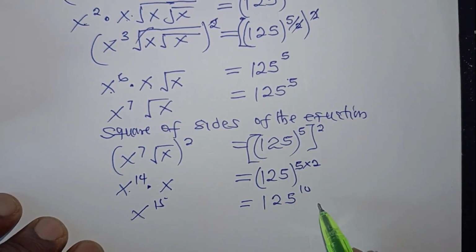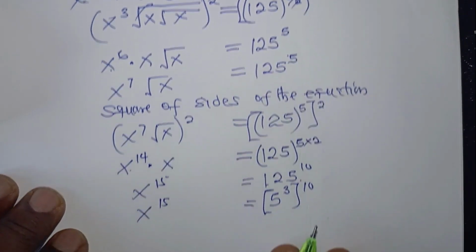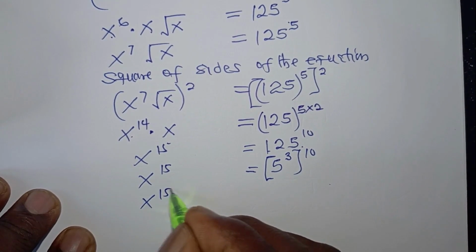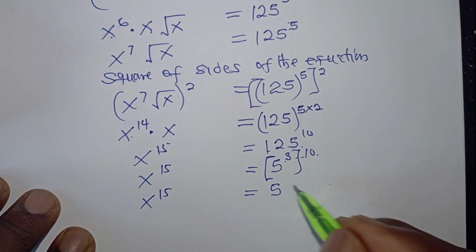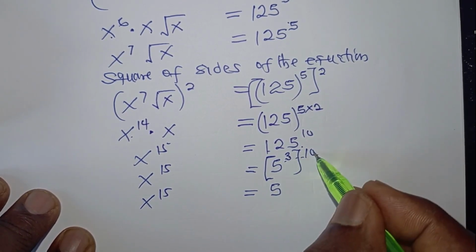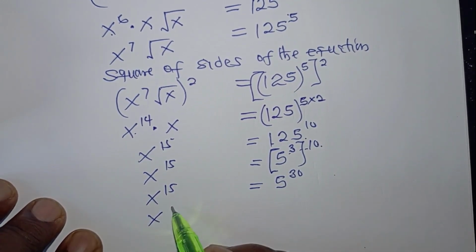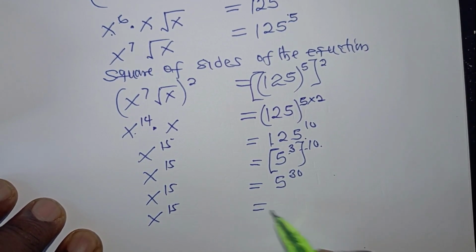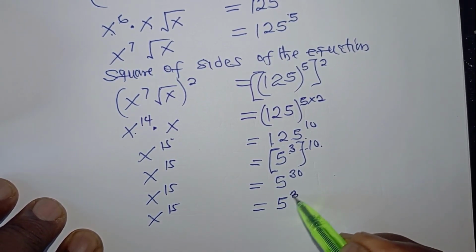Right, so here we want to find the value of x. We can write this as x to the power 15 equals 125, which is the same as 5 to the power 3. So this one is to the power 10. We multiply the exponent, so that will give us 5 raised to the power 3 times 10, and that will give us 30. So here, to get x, we take the fifteenth root. So x to the power 15 equals 5 raised to the power 30.